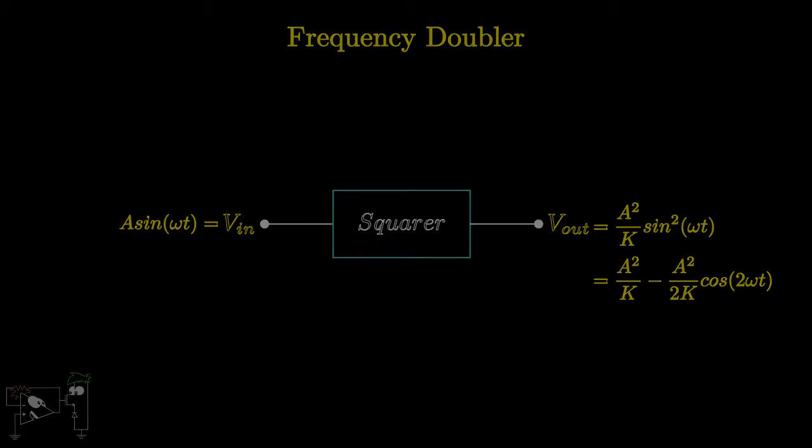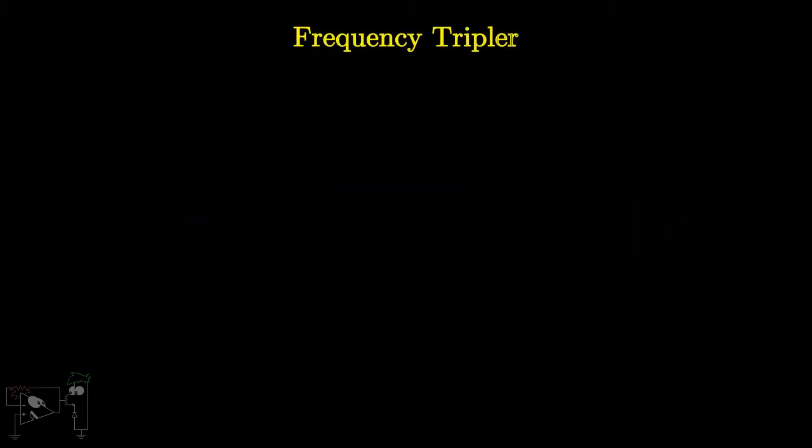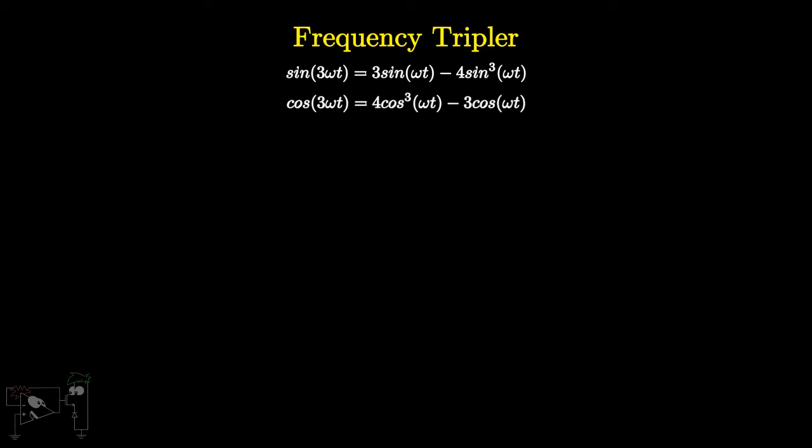Now, we'll see how to make a frequency tripler. For this we need to understand two important trigonometric equations. The first one is sine 3 omega t is equal to 3 sine omega t minus 4 sine cubed omega t. And the second one is cosine 3 omega t equals 4 cosine cubed omega t minus 3 cosine omega t. Building a frequency tripler can best be understood with the help of an example.